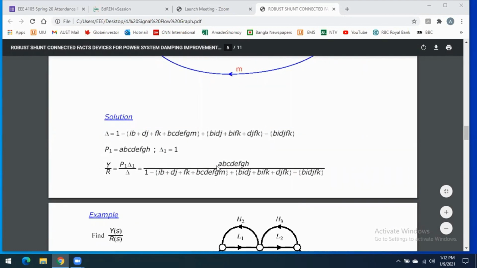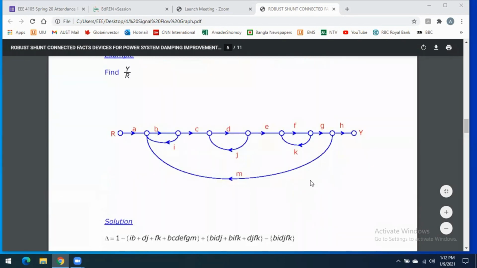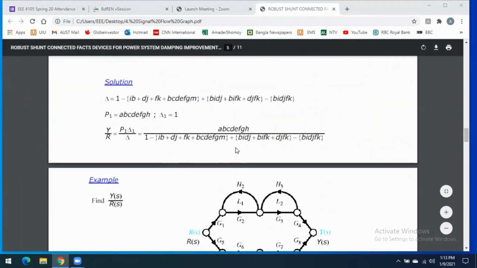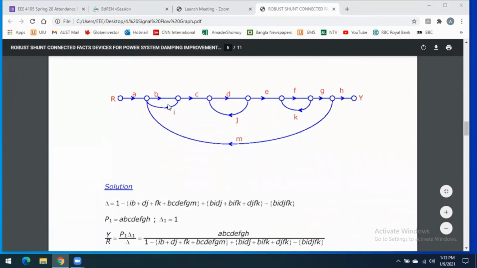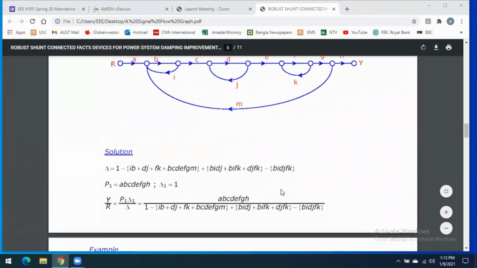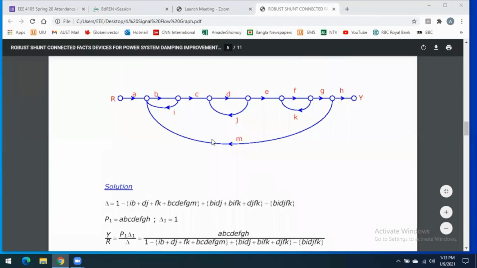Then this is minus, and then you put a plus sign and look for triplets, 3 loops not touching each other. You've got one combination: this loop, this loop, and this loop do not touch each other. So what will you write? You will write bi times dj times fk. That is one combination, Bi, dj, and fk, 3 of them together. Do we have any more? Okay, no, we did not do the pairs first. First of all, we have to do the pairs, and then we'll go to the triplets.